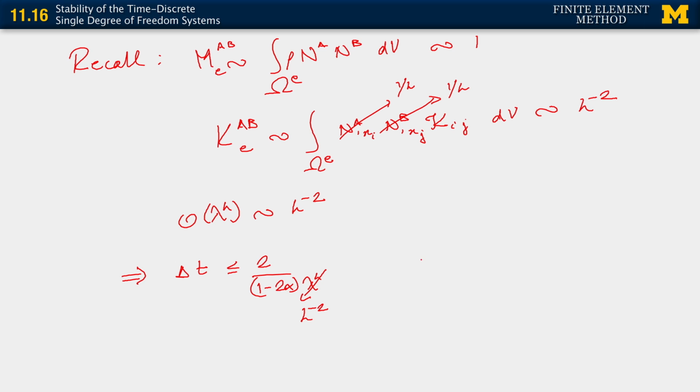So the remark that I will make here is that the restriction on delta t gets more stringent as h tends to 0. Essentially, as we refine our finite element mesh, our spatial discretization, we see that it has an effect even on our temporal discretization if we're working with a conditionally stable method for the time integration.